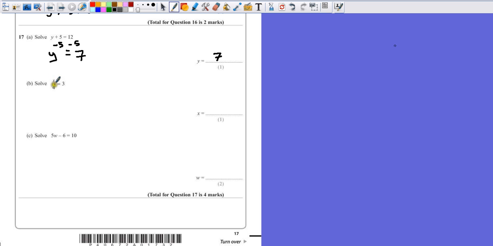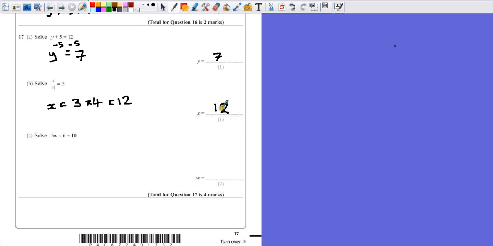Part B, solve x over 4 equals 3. So again, if we just covered that up, something divided by 4 is 3, and you could possibly work out what the answer is. Or we could use this balancing method. What's the opposite of dividing by 4? Multiplying. So on the right, we're going to have 3 times 4. 3 times 4 is 12. So our answer is 12.